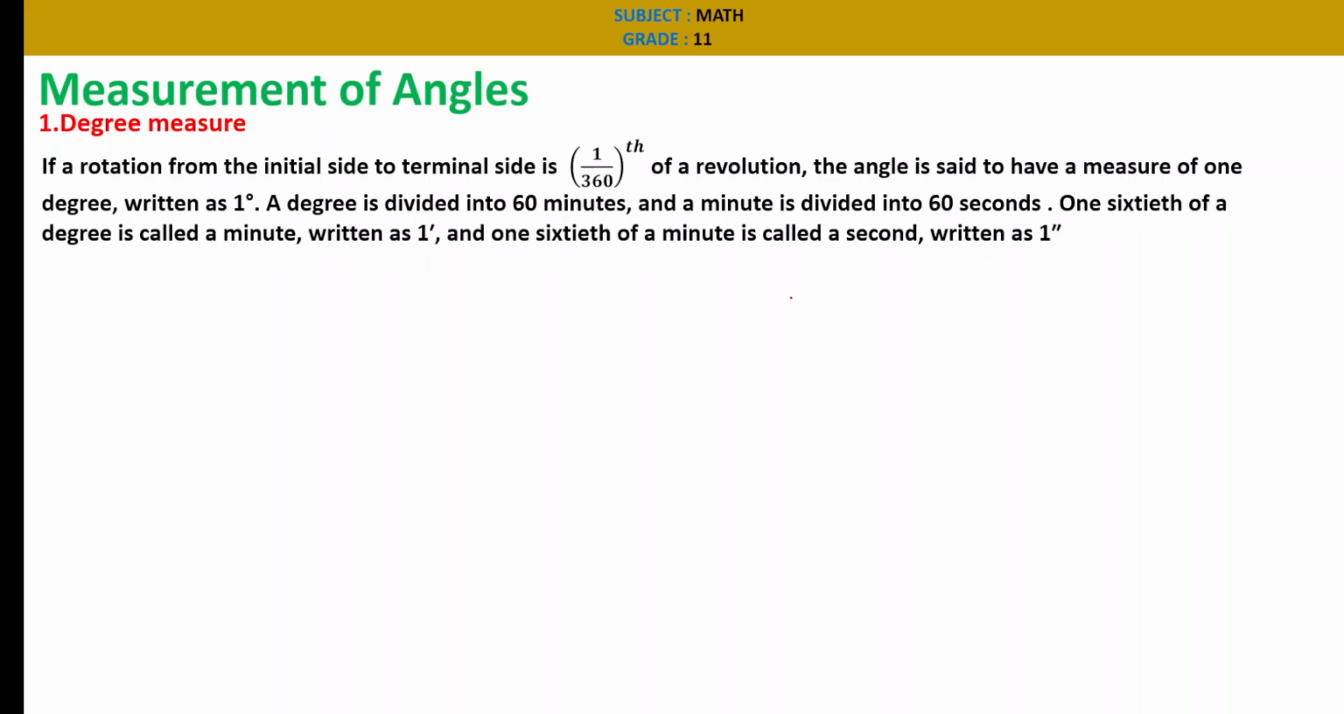Measurement of angles, let us learn about the conversion also. Degree measure: if a rotation from the initial side to the terminal side is 1/360th of a revolution, the angle is said to have a measure of 1 degree, written as 1 degree. A degree is divided into 60 minutes and a minute is divided into 60 seconds. 1/60th of a degree is called a minute, written with a single dash. 1/60th of a minute is called a second, and we note it with a double dash.